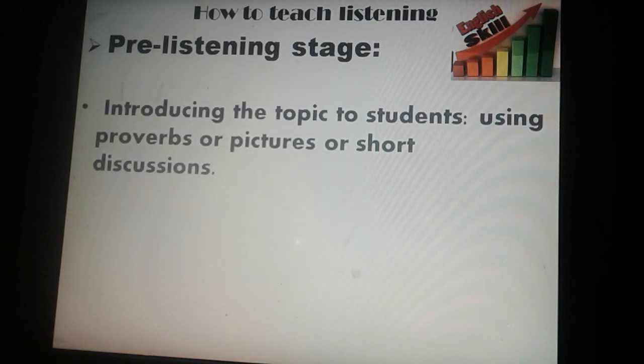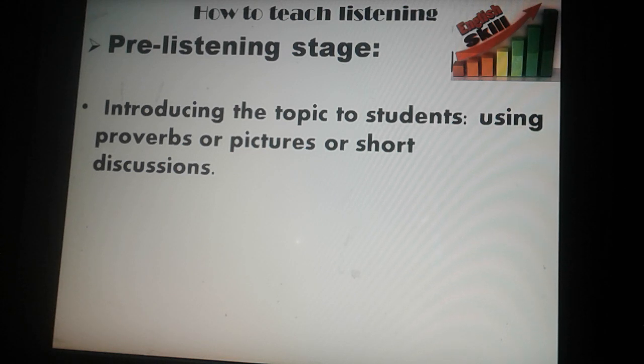Let's start with the first stage, which is the pre-listening stage. As I said, these are just a few activities that you will find if you read other books or PDFs. I explain just these few activities to give you a general idea of how teachers teach listening in the classroom. So let's start with the first one, which is introducing the topic to students using proverbs or pictures or short discussion.